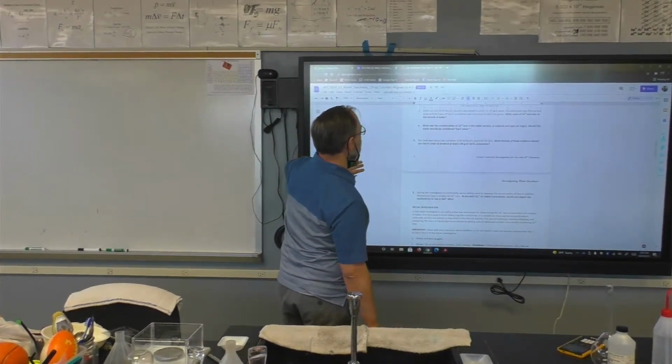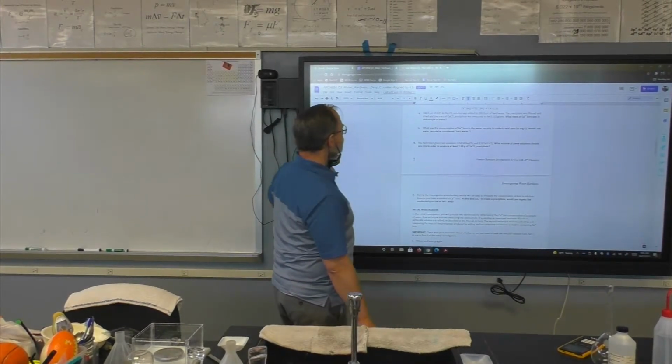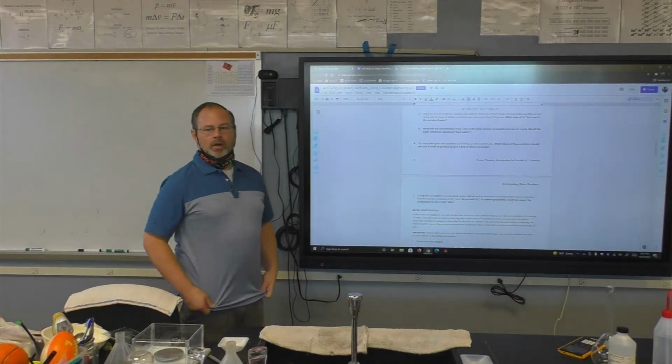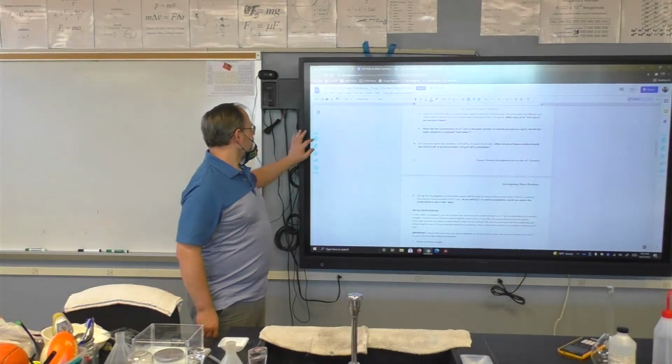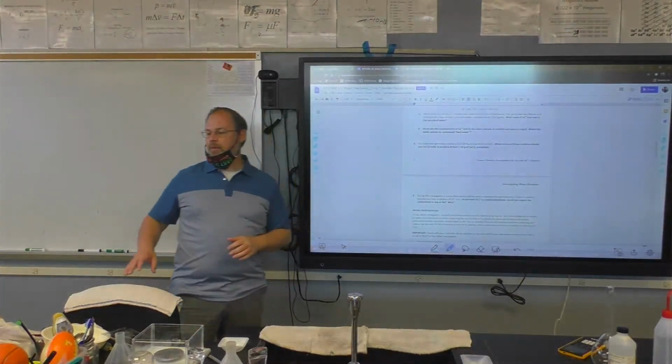So what volume of these solutions would you mix in order to produce at least 1 gram of calcium carbonate? Let me scroll back down to the formula. There we go. Okay, how do we go about solving this? I want to make a gram of calcium carbonate.